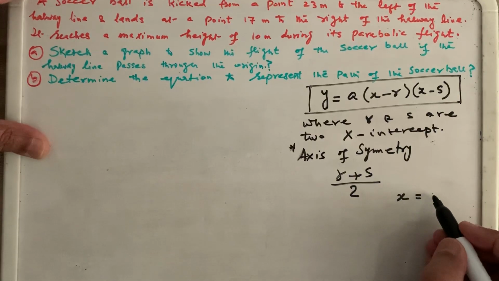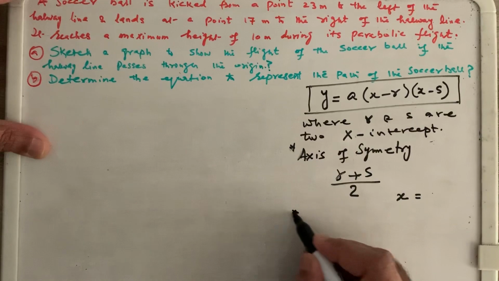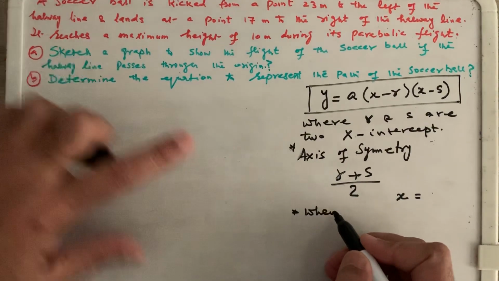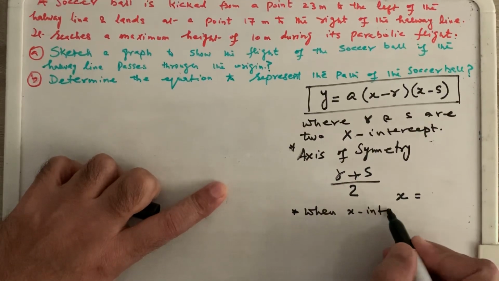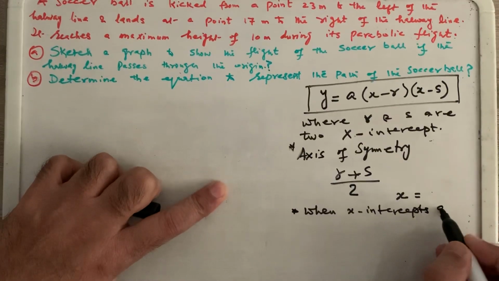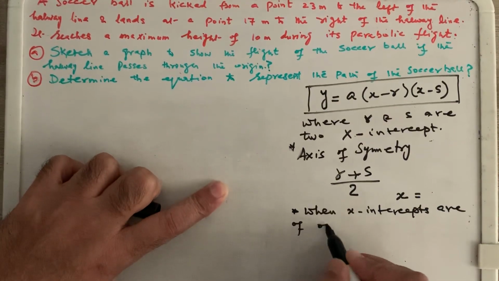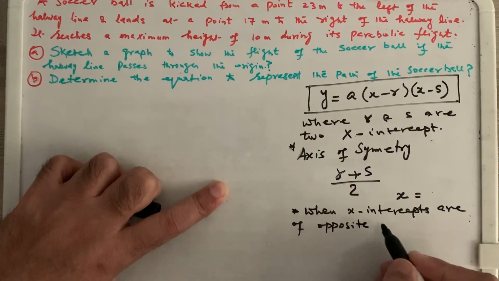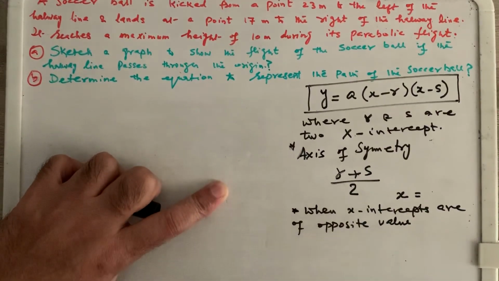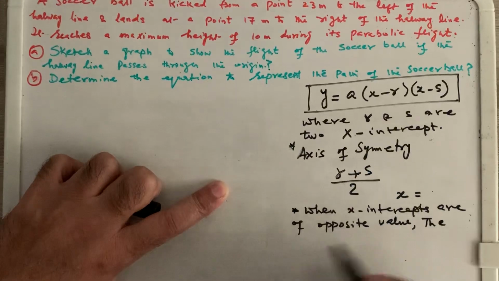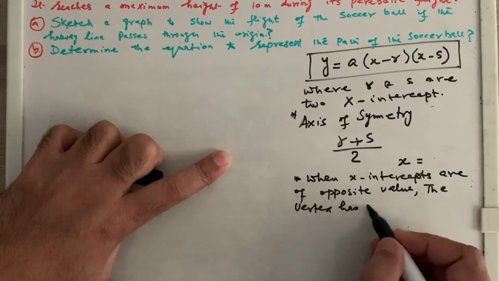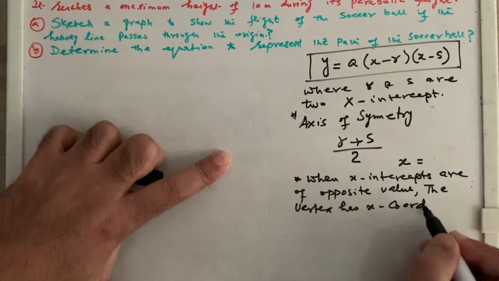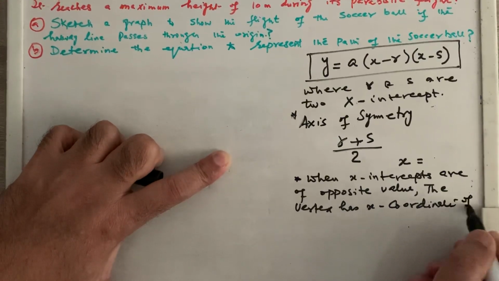One more thing I would like to revise here: when x-intercepts are of opposite values, the vertex has an x coordinate of 0.